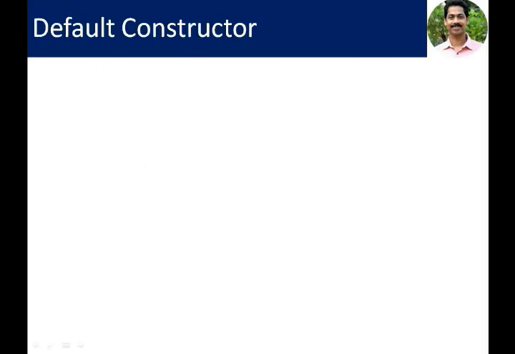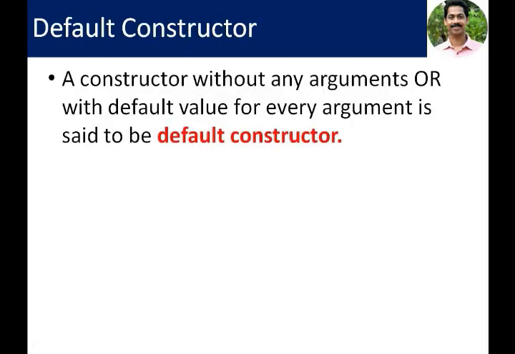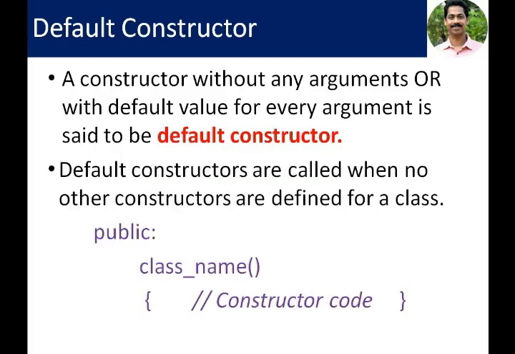So, default constructor. A constructor without any arguments or with a default value for every argument is said to be a default constructor. If a constructor does not have any argument, it will be treated as a default constructor. And similarly, if the constructor has a default value for every argument, then also it is said to be a default constructor. We can see some examples. It will be more clear from the examples.